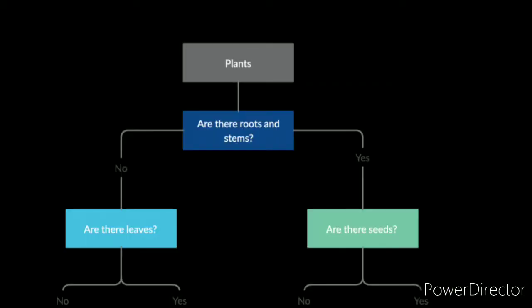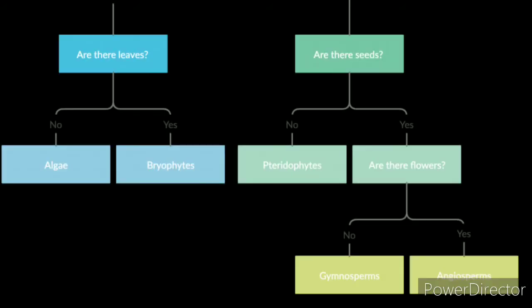In this case, the root is the plant, and we are asking a question. Does the plant have roots and stem? If the plant doesn't have a root, we will ask, are there any leaves? And if the plant has root and stem, we will ask, are there any seeds? If the plant has seeds, we will ask, are there flowers? If not, it's a gymnosperm, and if yes, it is an angiosperm. Other options we can go through later.